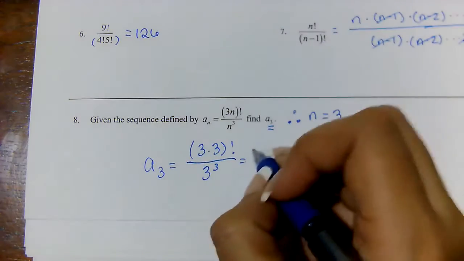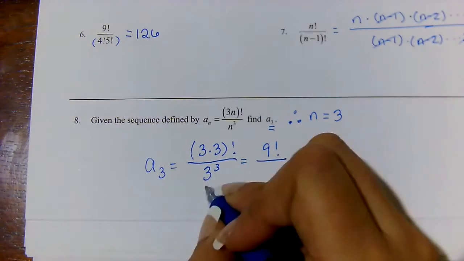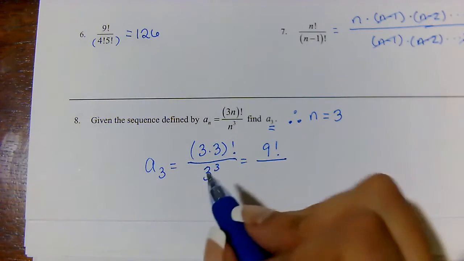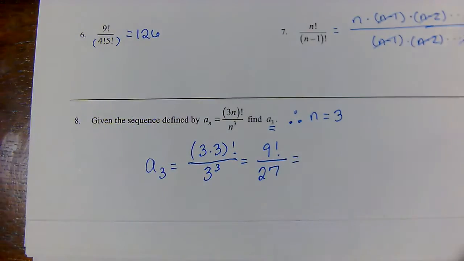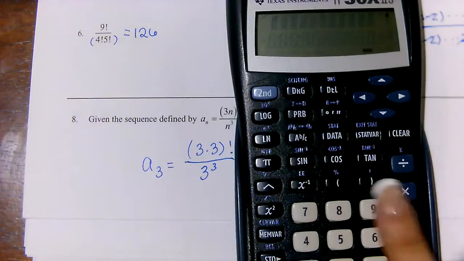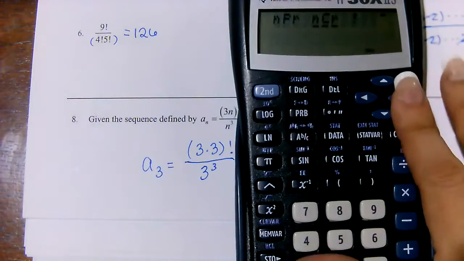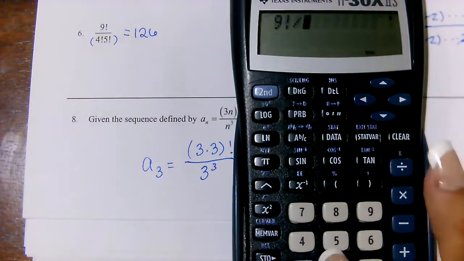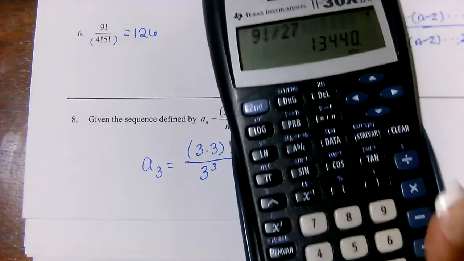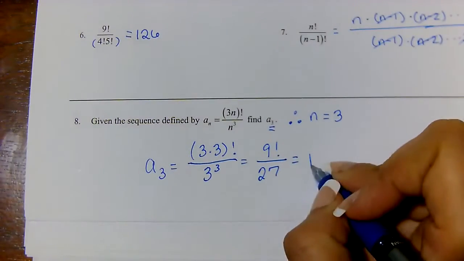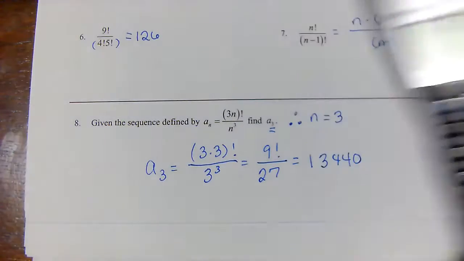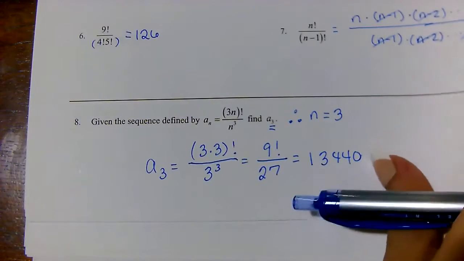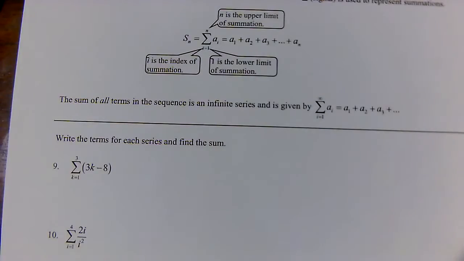cubed. Okay, this is going to be 9 factorial divided by 3 times 3 is 9, 9 times 3 is 27. Okay, so I'm just going to use the calculator for that. So 9 factorial divided by 27. There you go. 13440. Okay, that's it. This should be a fairly easy homework assignment with everything that we're doing.